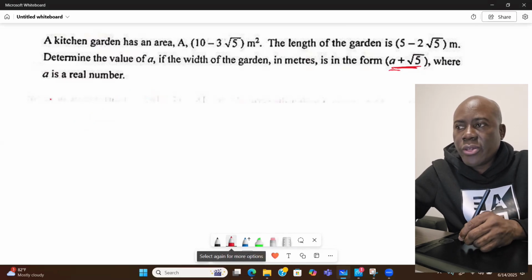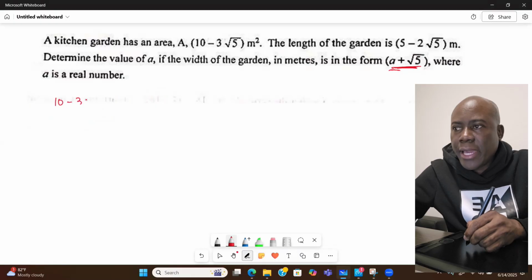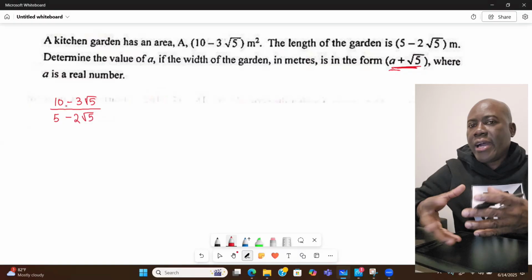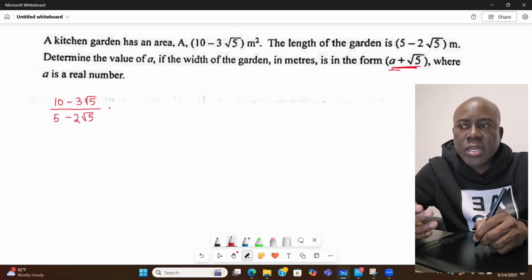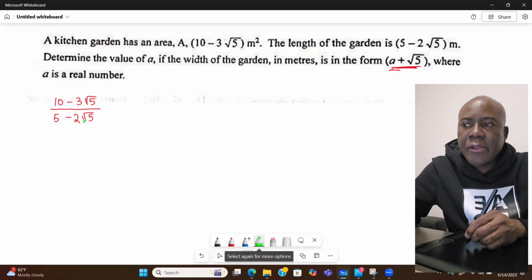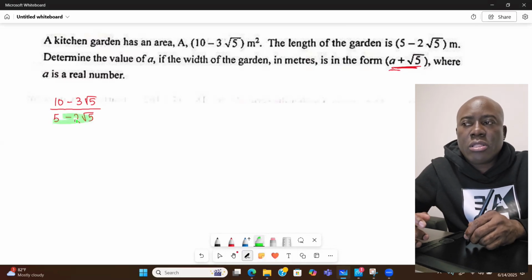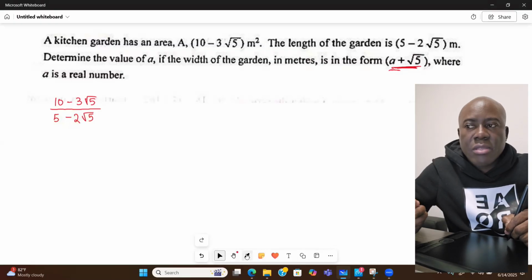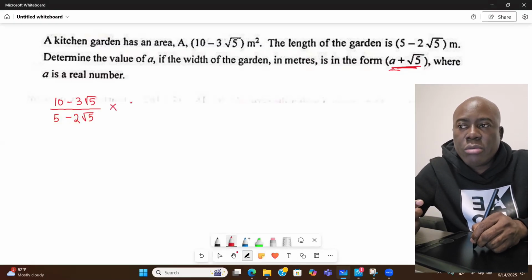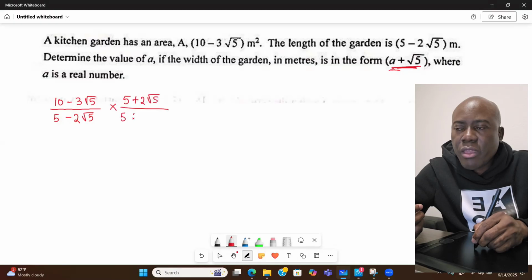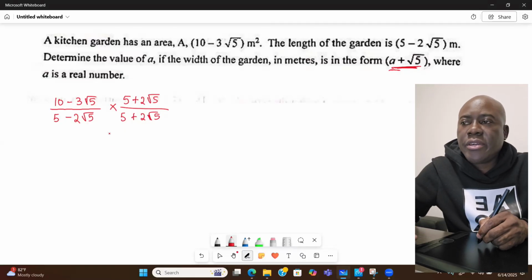Since the area is given, we could say that if we take 10 minus 3 square root 5 and divide it by 5 minus 2 square root 5, we will get the width, and then we could make the comparison. But what we notice is we have a radical in our denominator. We're going to rationalize this denominator, but we're going to have to multiply by the conjugate. The conjugate is the same thing, except we change the sign. For example, we're going to multiply the numerator and the denominator by 5 plus 2 square root 5. This is the conjugate of the denominator.